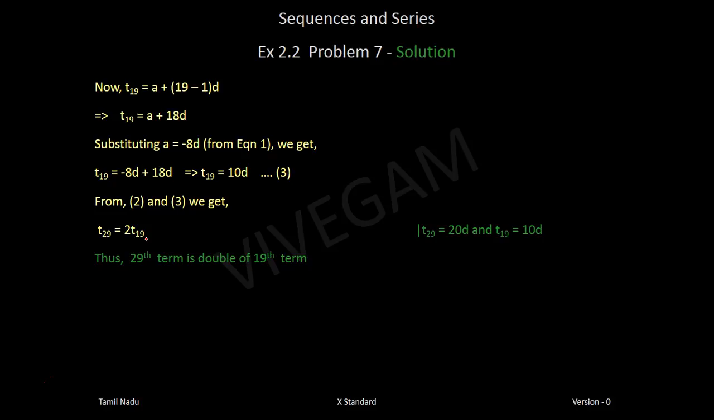You got it? So the key is replacing that A in terms of D. The equation T9 equal to 0 is given only for that purpose. So using that, get a relationship between A and D, and replace A as minus 8D in the subsequent calculations, and get T29 and T19 in terms of D. Once you get that, you can check whether T29 is 2 times T19.